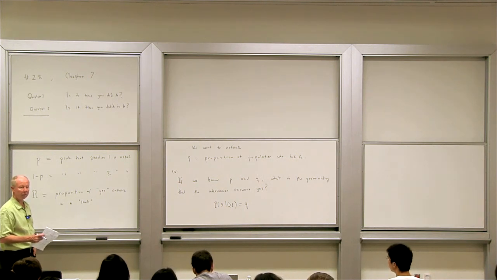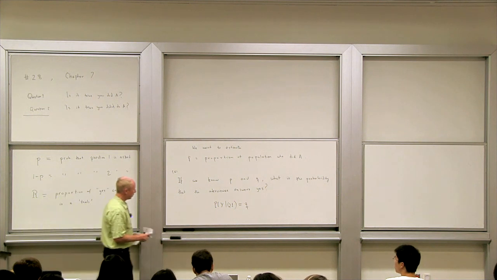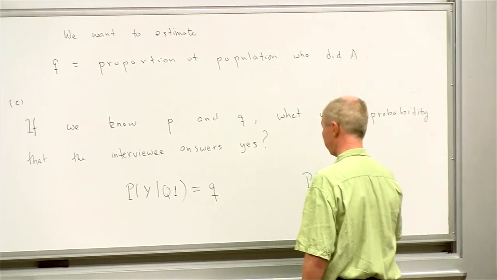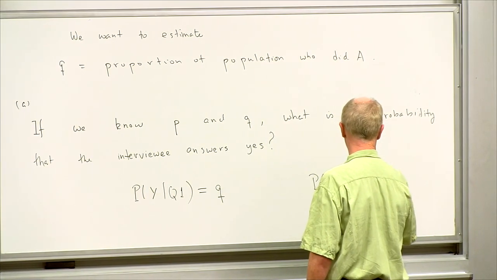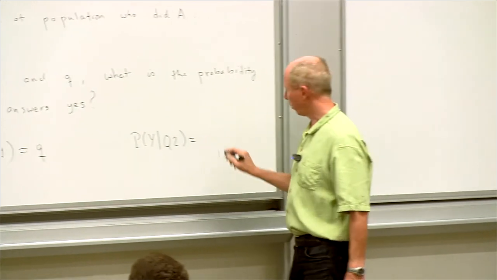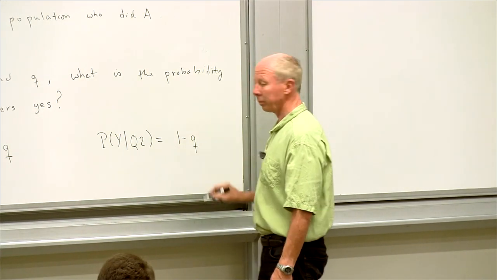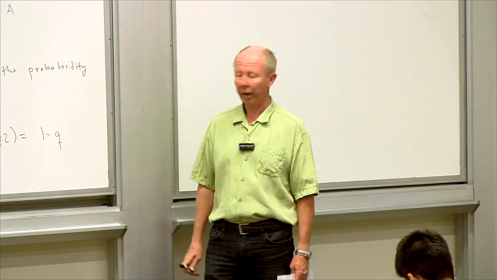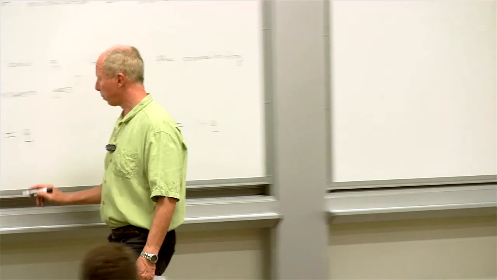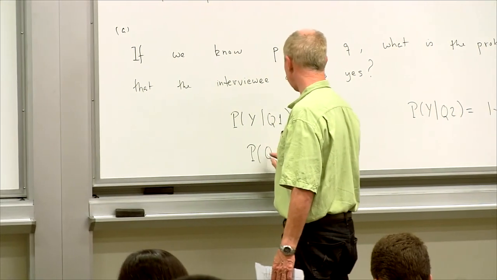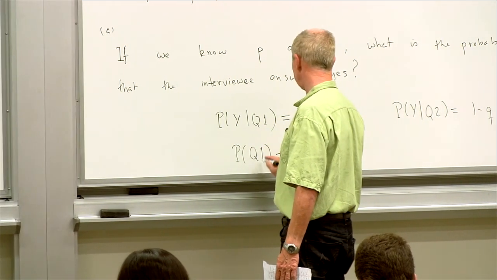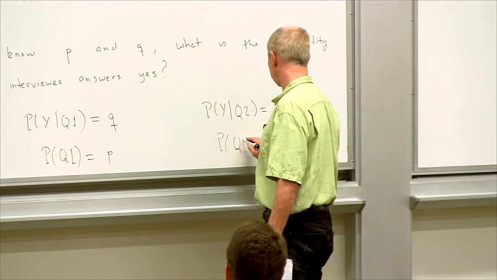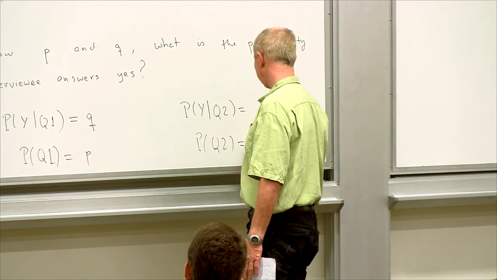Question on that? And what would be the probability of yes if they're answering question 2? Yeah, 1 minus q. Because that's the proportion that would not have property A. Right? What's the probability that question 1 is the one that's asked? P. And the probability that question 2 is the one that's asked? 1 minus P, right?